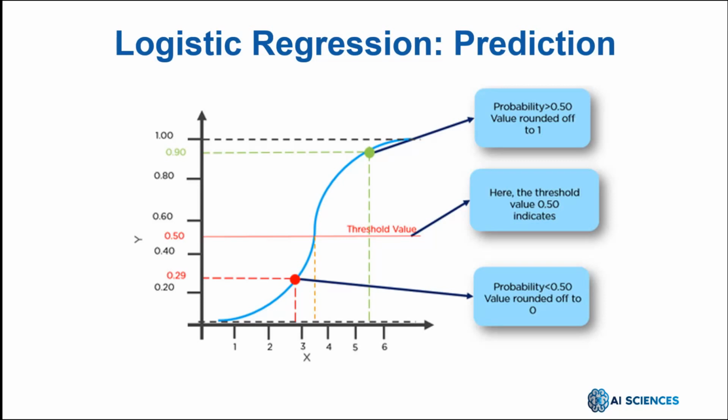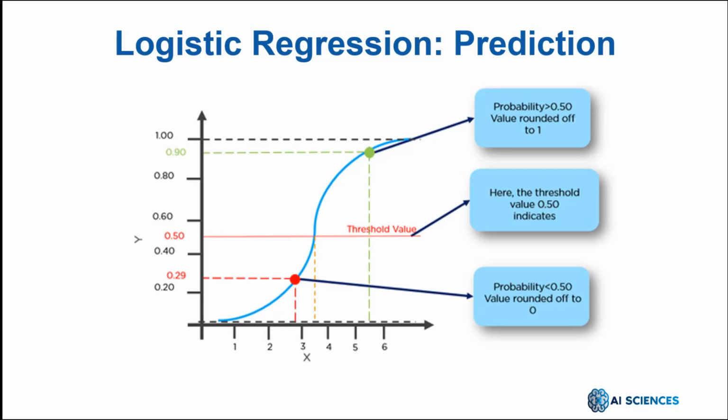In the figure, we make a prediction by using a different set of x variables. The first set gives us a red point with p equals 0.29. In the first case, the value of y is equal to 0, as the predicted value of p is less than 0.50. In the second case, the green point, p equals 0.90. The predicted value of y will be 1.